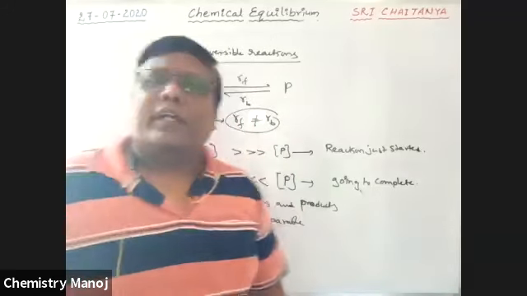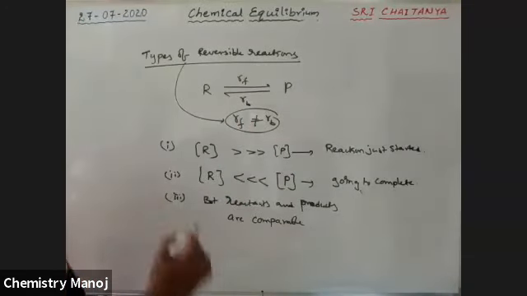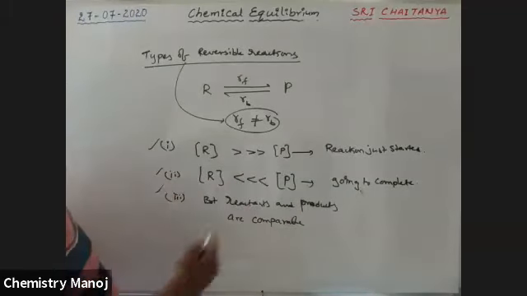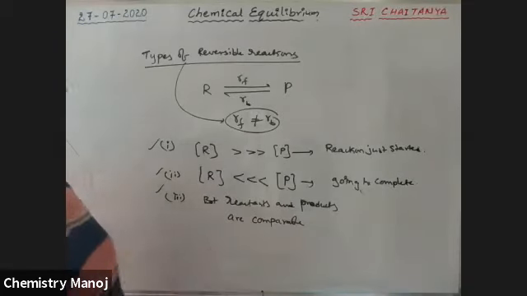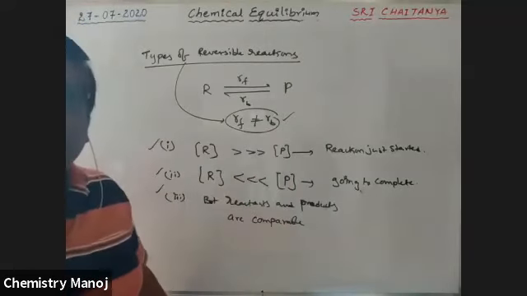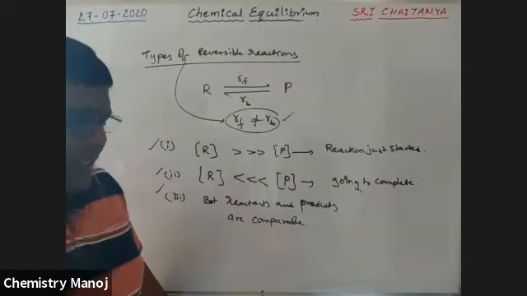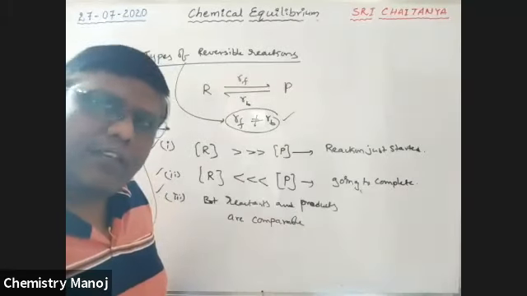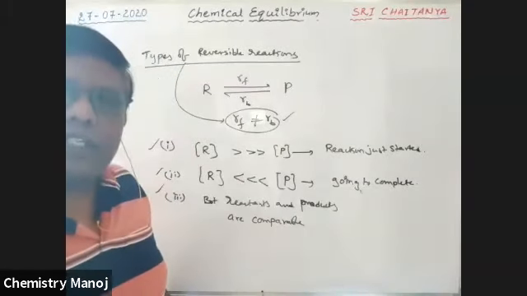So it is very, very important. All these three types of reactions are possible. In this case, the reaction has just started. In this case, the reaction is going to complete. And this is a comparable rate case. In all these three cases, the rate of forward reaction is not equal to the rate of backward reaction. So these are the types of reversible reactions.